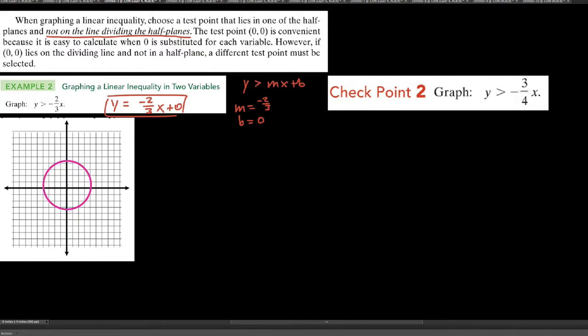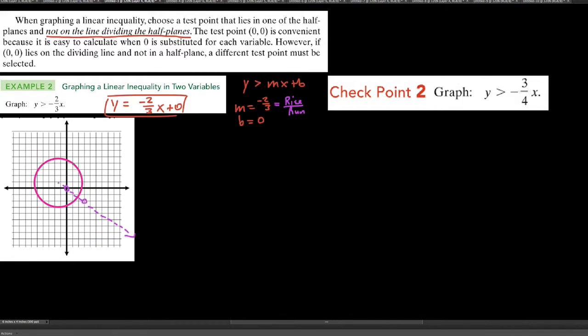So graphing this, we would start at (0, 0) and draw a dot, and I'm going to put an open dot here. We'll talk about why in a second. Because our slope is negative 2/3, and that's our rise over run, from this point I'm going to go down 2 and right 3, and put another open dot here. Through these 2 points that I put open dots on, I'm going to connect them, and I'm going to use a dotted line.